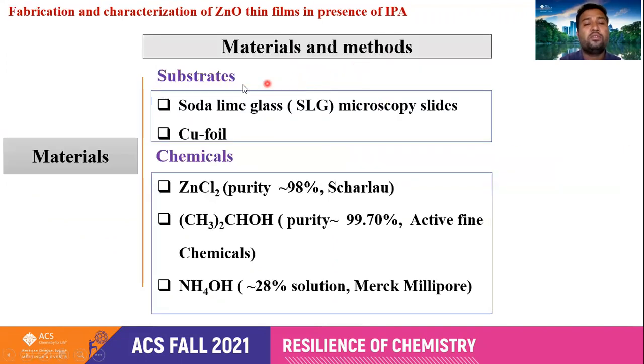Materials and method. First of all, the substrates. I use two types of substrates. One is soda lime glass substrates and another is copper foil substrates. The reason for choosing copper foil substrates is to see the formation of copper oxide zinc oxide heterojunctions. The chemicals are zinc chloride, isopropyl alcohol, and ammonium hydroxide.